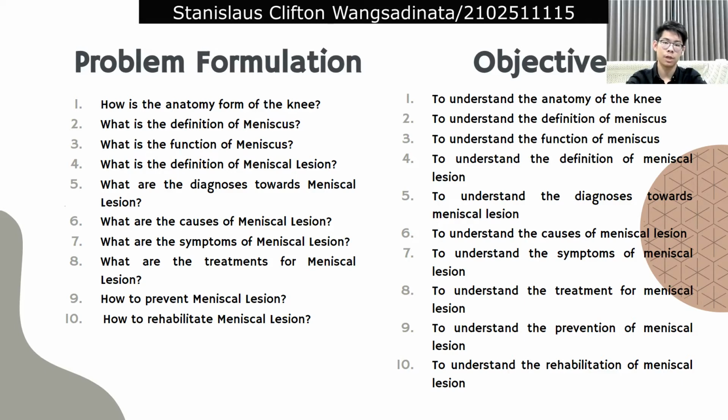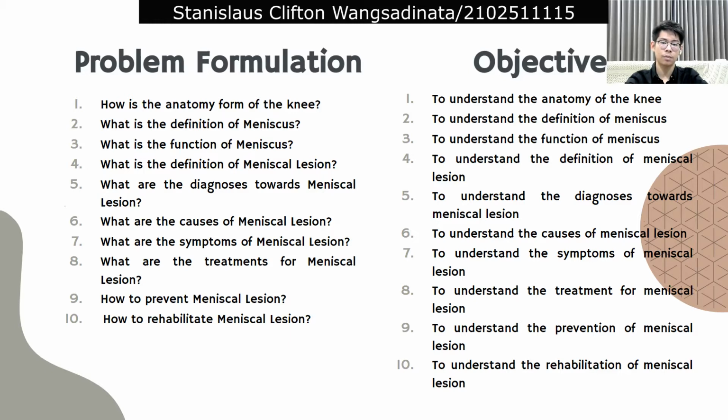Problem formulation that we have created, the first one, how is the anatomy form of the knee? We started our problem formulation with something general, which is the knee as the big part of the meniscalation. The second and the third part, what is the definition of the meniscus and what is the function of the meniscus, which are more generated in order to gain more specific information regarding the meniscalation.